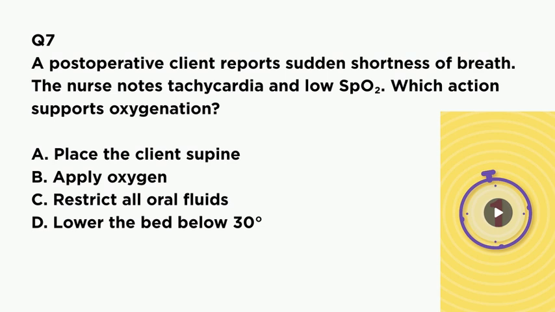Oxygen improves delivery during acute respiratory compromise. Letter A is incorrect because supine positioning can worsen ventilation. C is incorrect because fluid restriction does not address respiratory compromise. And letter D is also incorrect because lowering the bed reduces lung expansion.